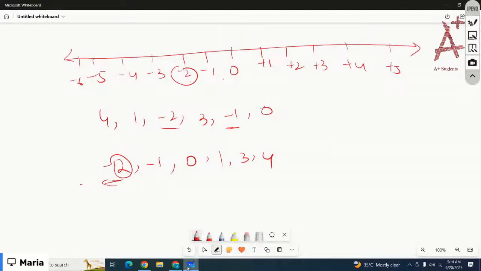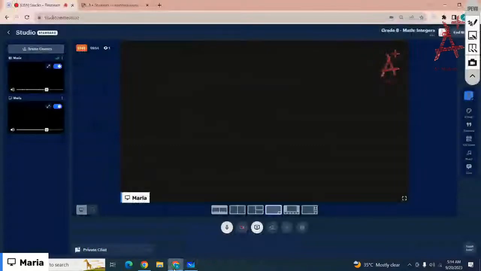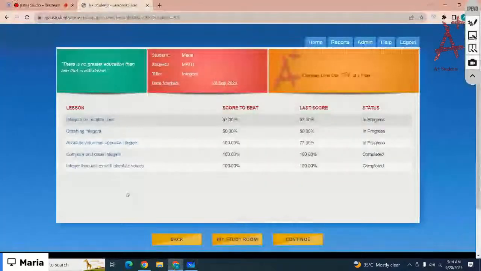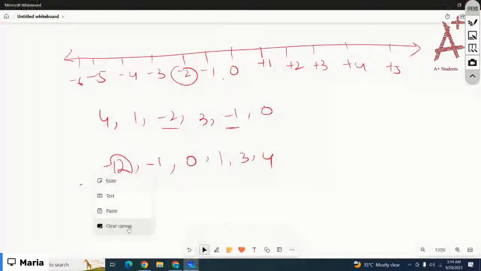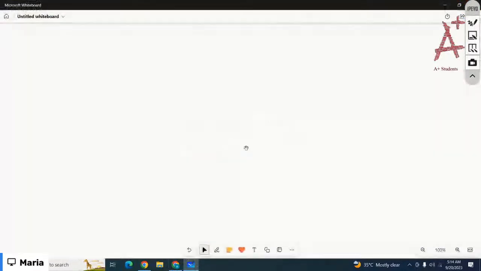Okay, then I think we have absolute values also. Yes, absolute values and opposite integers. Now let's just see what the absolute values are. So absolute values are always positive. You can represent it like this: minus 4. That is the sign of the absolute value. So the absolute value of negative 4 is 4.